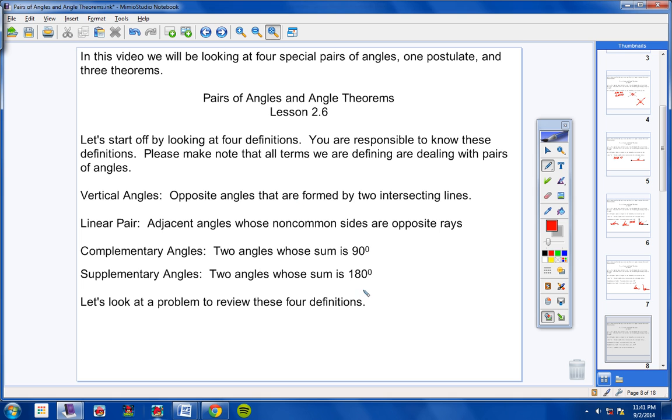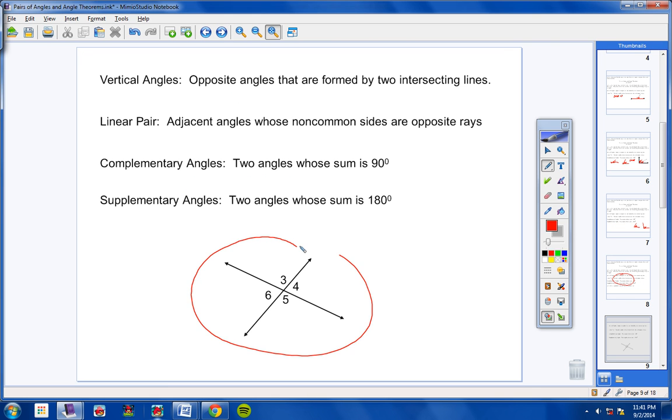Now, let's look at a problem to review these four definitions. Well, really not a problem. Here's what we're going to do. You should have your four definitions written, okay? So underneath your four definitions, I want you to draw this figure, okay? So I'll wait just a second while you do that. Please go ahead and draw this figure in your notes. Two intersecting lines. We will call this angle here 3, this angle 4, this angle 5, and this angle 6, okay? So please copy this in your notes. Give you a couple more seconds and we're going to move on. We do move fast in this class, okay guys? We have a lot to do.